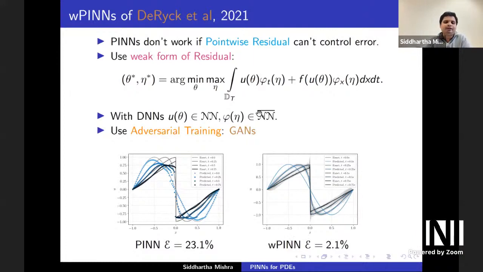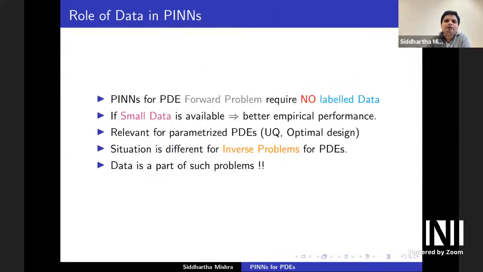Now I'll just take the 1 or 2 minutes that I have and try to explain what happens. So remember that in all these examples, I'm solving a PDE for a problem, and I did not need any label data, any data other than the PDE itself. If there are small amounts of data, particularly for parameterized PDEs, then there is better empirical performance. But in principle, you don't need any data. However, there are problems for PDEs where even the initial data and boundary conditions are not available. And these are typically inverse problems, right? Here, the measured data is a part of the problem.